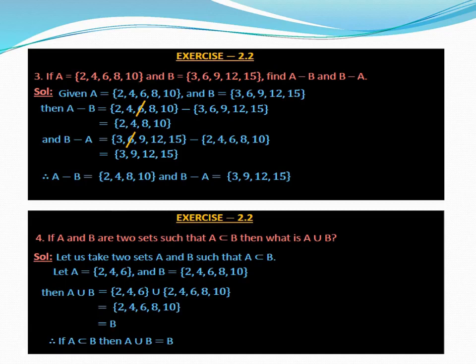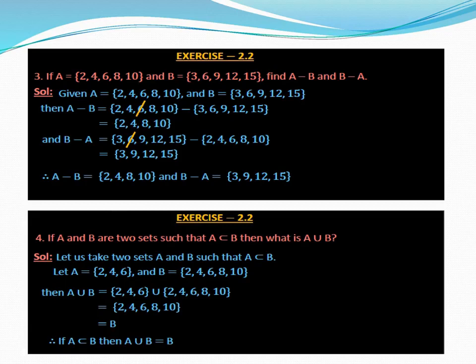So here A minus B equals 2, 4, 8, 10, and B minus A equals 3, 9, 12, 15. From these two statements we write that A minus B is not equal to B minus A.